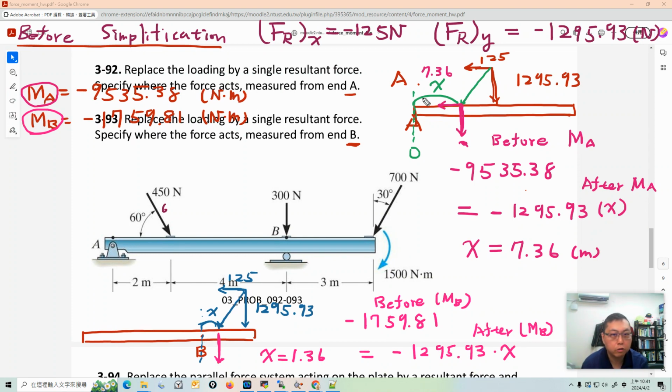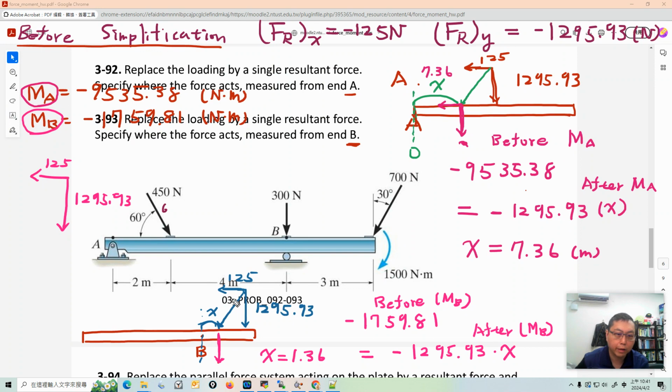So here is our resultant force: 1295.93 newtons. In the first problem, its position is 7.36 from A, at the right-hand side. In the second problem, its position is 1.36 meters from B, also at the right-hand side. So that's the simplification problem.